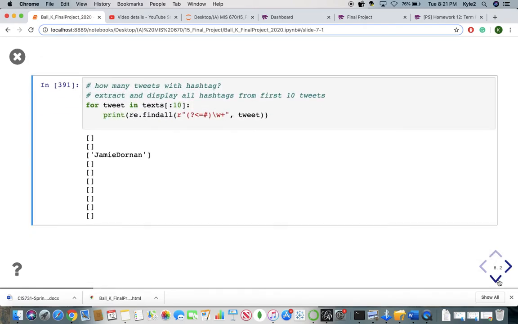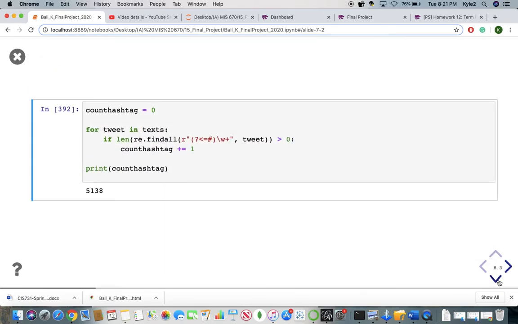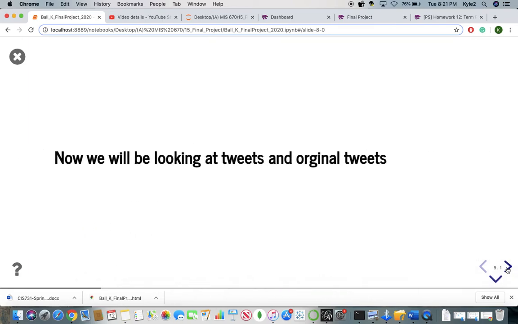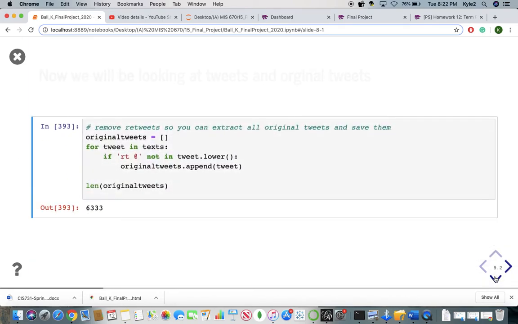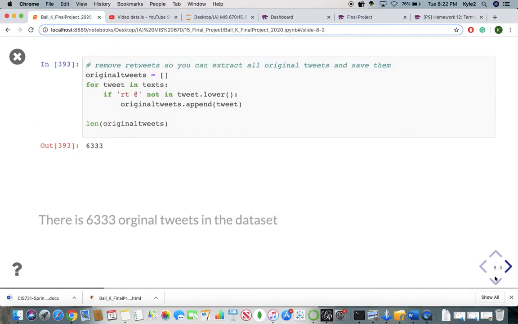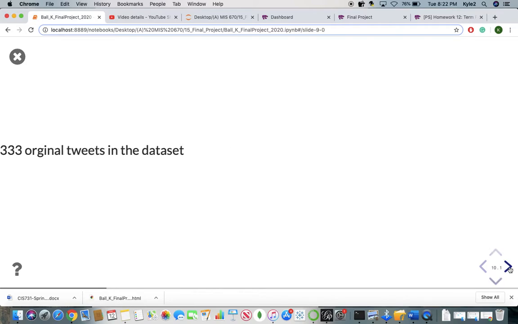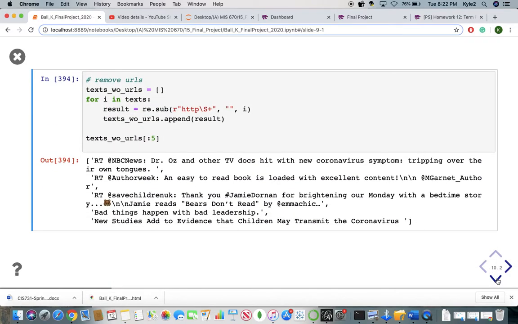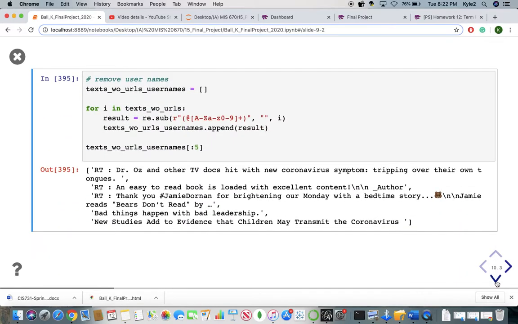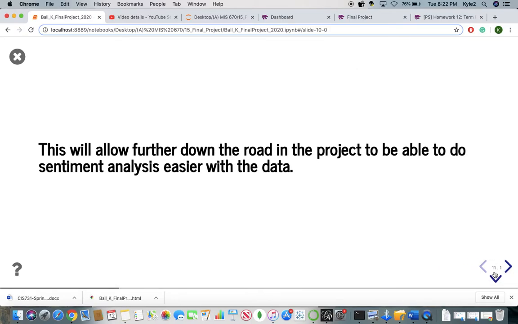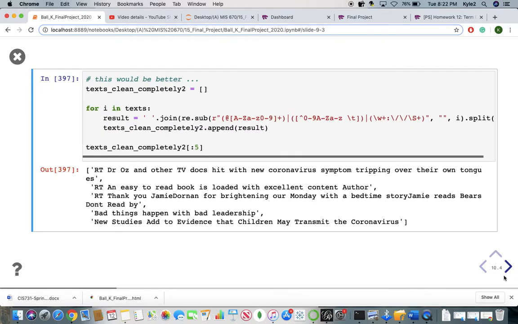So now cleaning and processing. I'll go quickly through that. Getting the hashtags. Original tweets and retweets: 6,333 original tweets. So the majority in this data set are retweets, but there's still a large number that are original tweets. So now we want to remove URLs from this data set and remove usernames. We're trying to just clean it up completely, make it look nice. So that was the finished product right there.